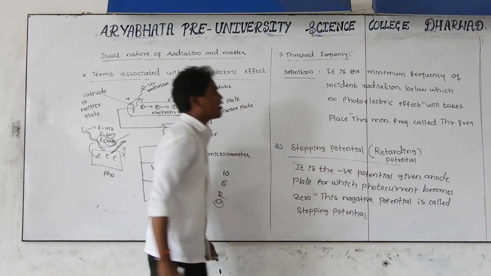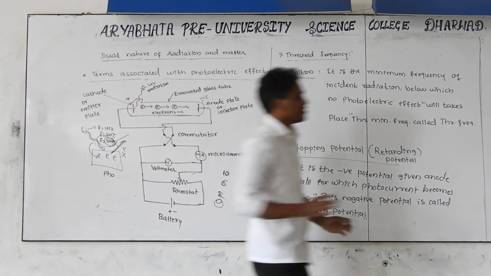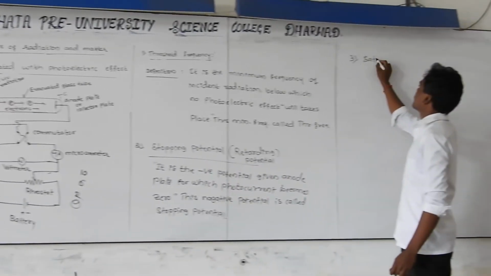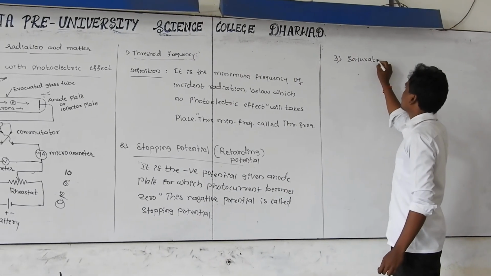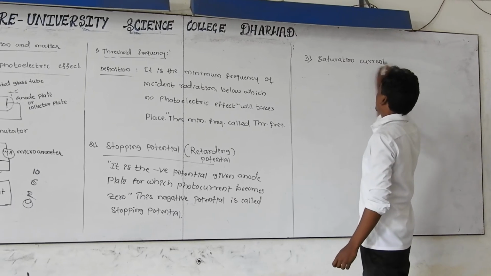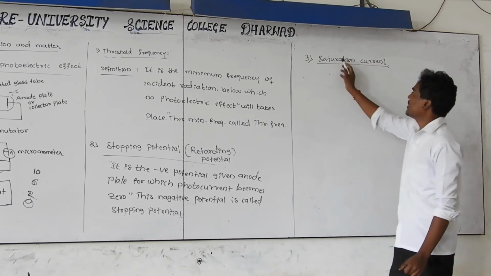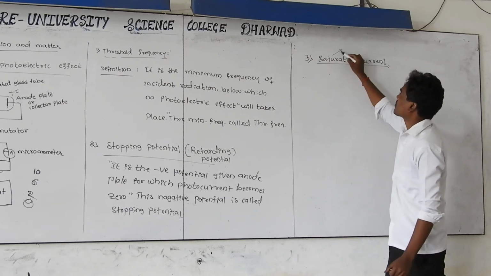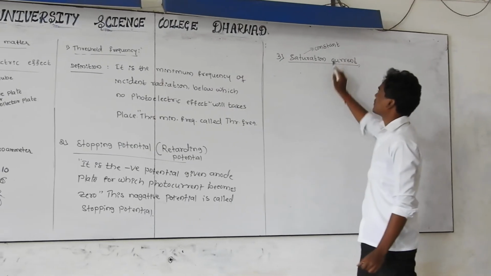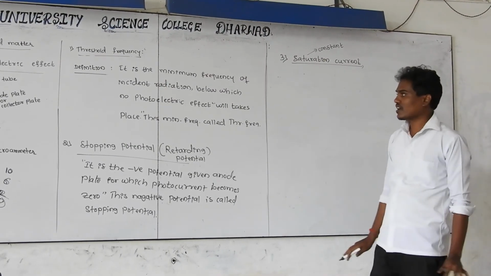And the next very important term related to the photoelectric effect, the third one, is saturation current. This is a very important term. Here, what is the meaning of saturation? The meaning of saturation is constant. The maximum constant current is called the saturation current.